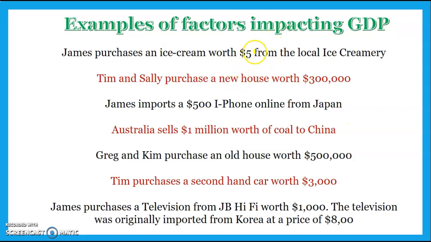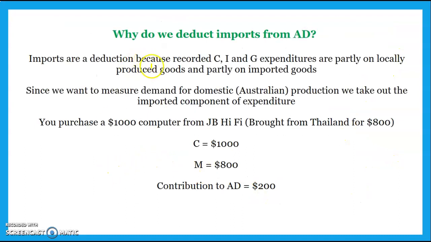Okay, so examples of factors impacting GDP. If you purchase an ice cream worth $5 from the local ice creamery, that's consumption. If you purchase a new house, that would be an example of investment spending. If you purchase an import, that's included in the M, the imports. It's also included in consumption, but gets deducted. Selling $1 million worth of coal would be in exports. Purchase an old house: old houses aren't included because they're not new production, so it doesn't count. Second-hand cars don't count. They have to be new production. And if you purchase a TV for $1,000 that cost $800 from Korea, then that would contribute $200 to our GDP.